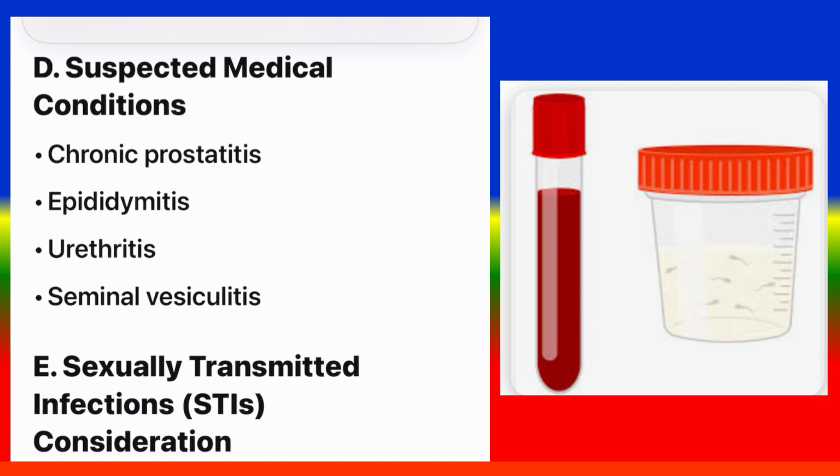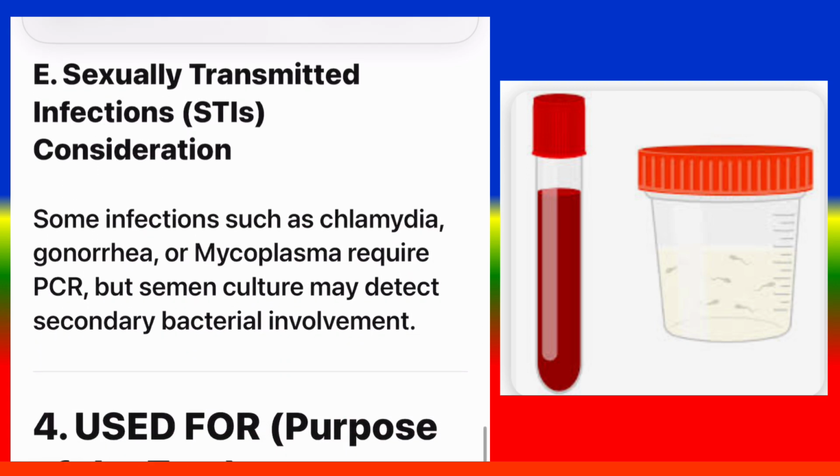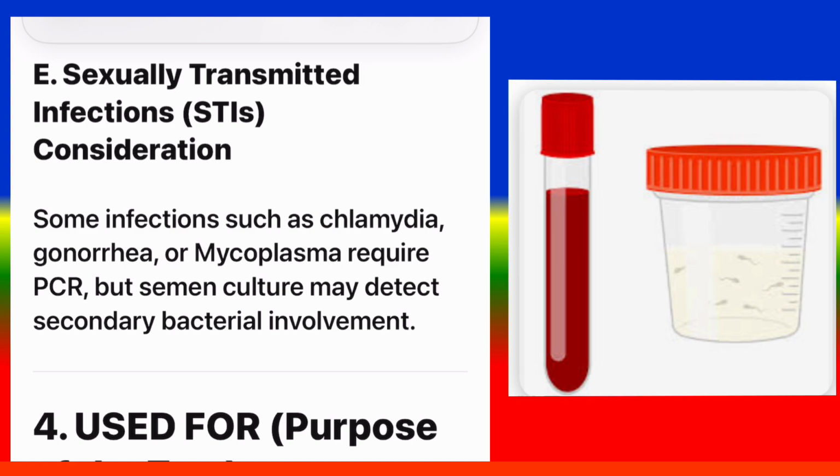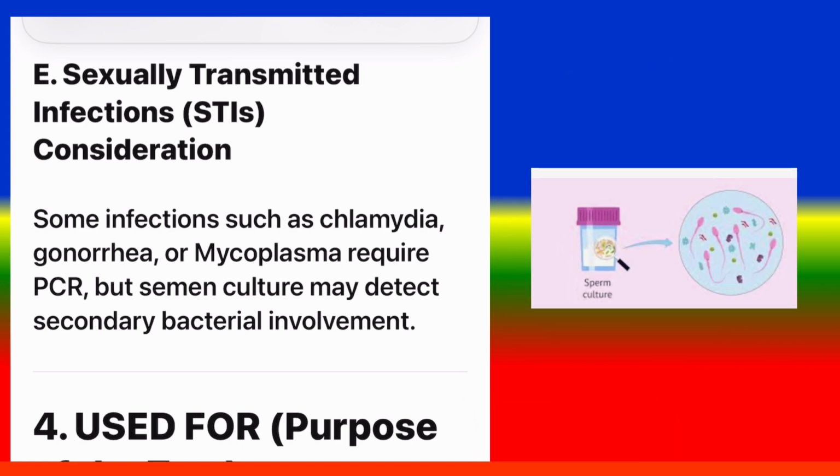E. Sexually transmitted infections, STIs, consideration. Some infections such as chlamydia, gonorrhea, or mycoplasma require PCR, but semen culture may detect secondary bacterial involvement.